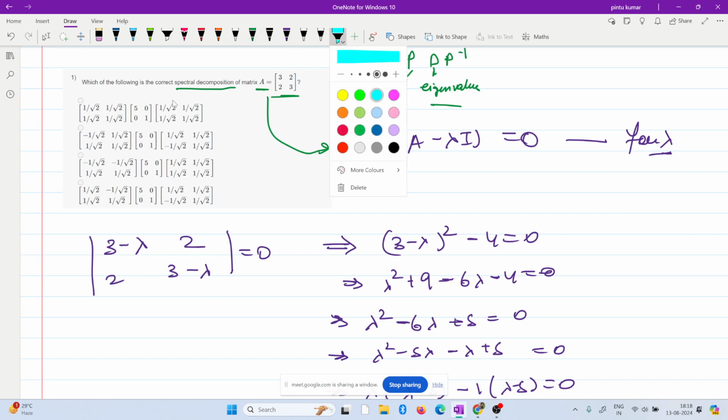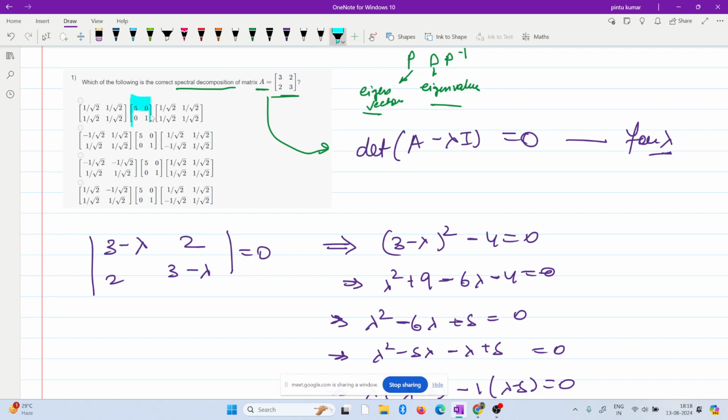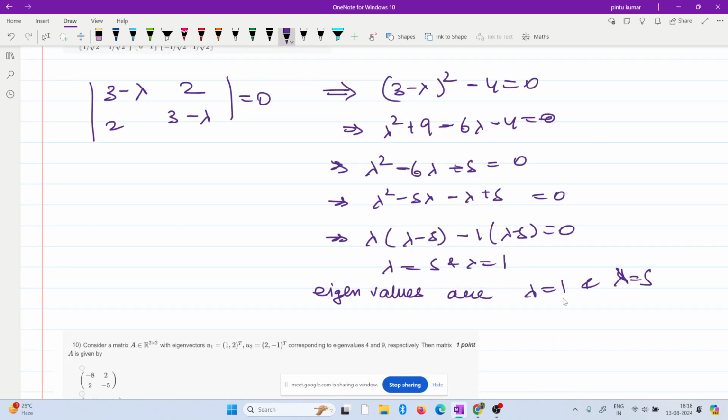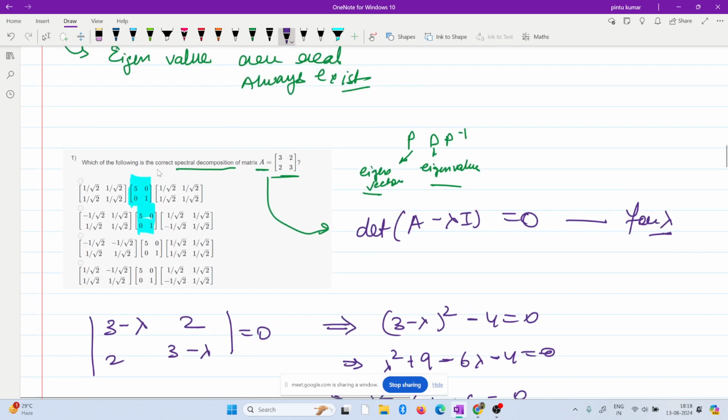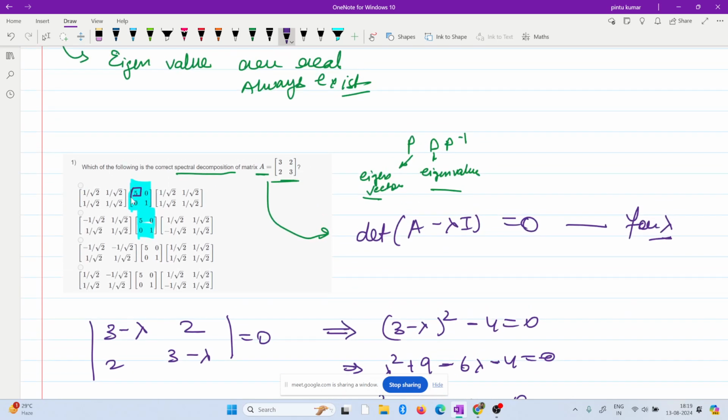Okay. So if you look at the options, in all the options, the middle matrix is the same. That is 5, 0, 0, 1. So the eigenvalues that we obtained are lambda is equal to 1 and 5, and it has been written as a diagonal matrix. So lambda is equal to 5 and lambda is equal to 1. You could have written it vice versa too. You could have had an option where you had 1, 0, 0, 5, but then you should write your eigenvectors accordingly. So the first column should correspond to the first eigenvalue that you are listing over here.